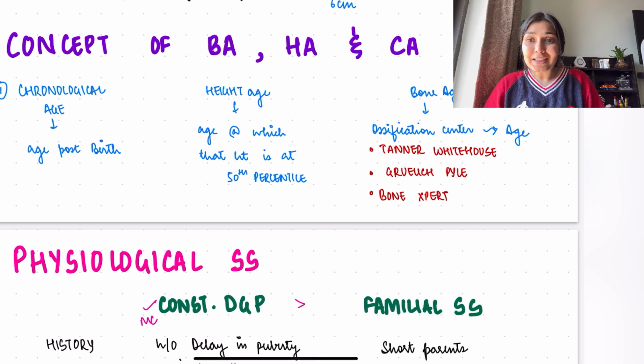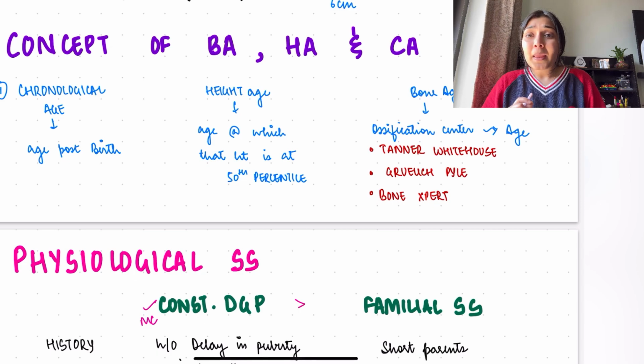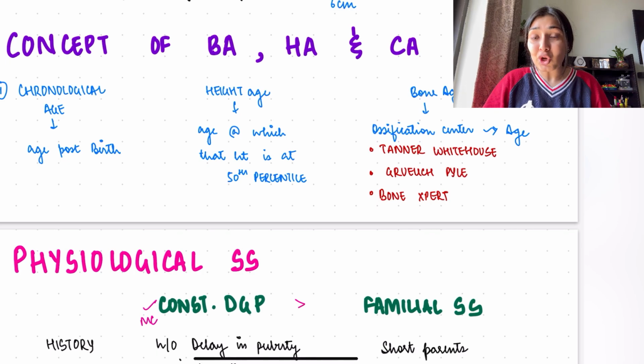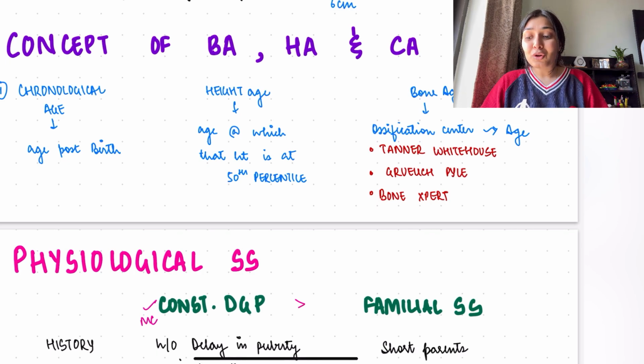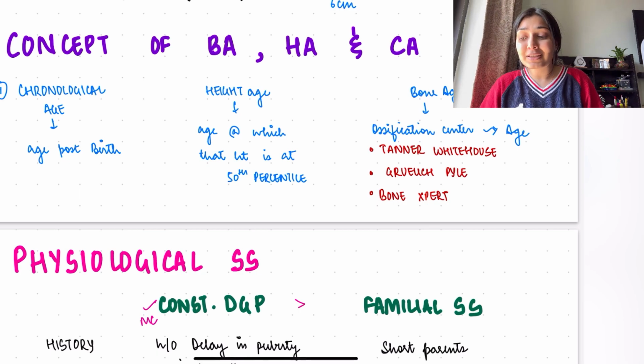Height age is that age at which the height is at the 50th centile, right? We all know that at 1 year of age, the length is going to be 75 centimeters. So if I say the length is 75 centimeters, then I know that the 50th centile is 75 centimeters, and the child must be 1 year of age. So height age corresponds to the age at which that particular height is at the 50th centile.